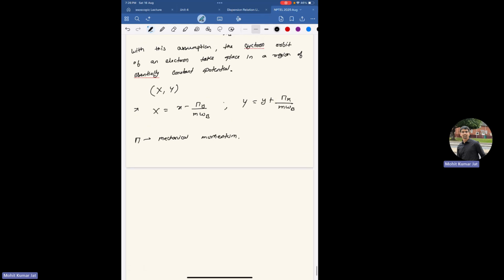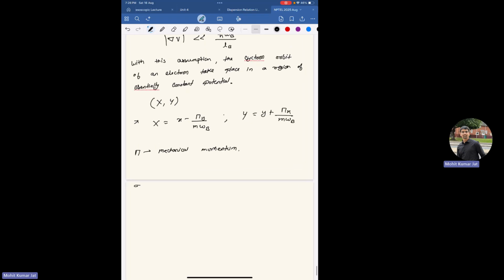Recall that in contrast to this canonical momentum p, pi is gauge invariant, and the time evolution of these operators will be given by: i h bar x dot equals x h plus v, equals x v, and x y del v by del y, and that will be essentially i lb square del v by del y.